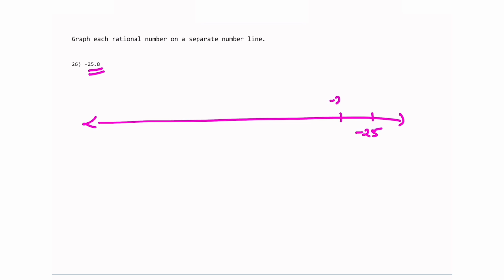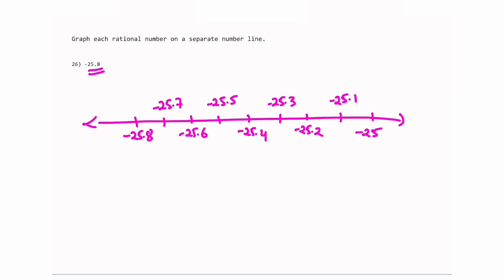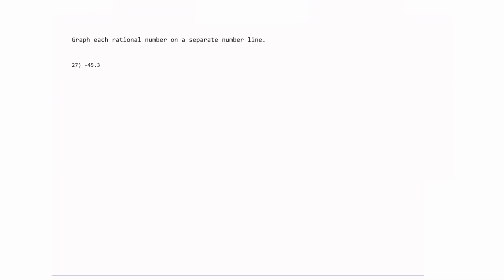So this will be minus 25.1, minus 25.2, minus 25.3, minus 25.4, minus 25.5, minus 25.6, minus 25.7, and finally minus 25.8. Done? Simple. And the next one. It's already decimal, so we just have to start plotting.